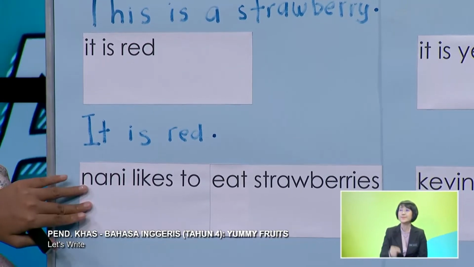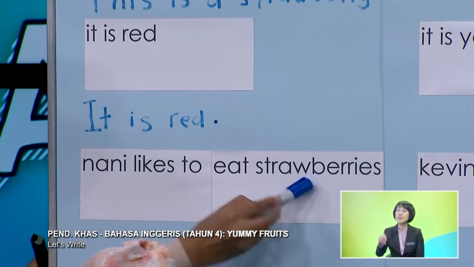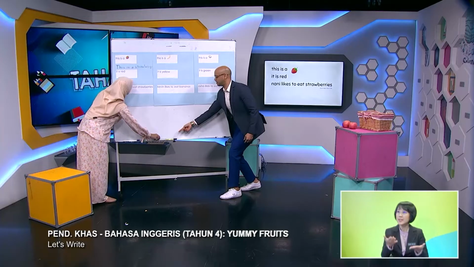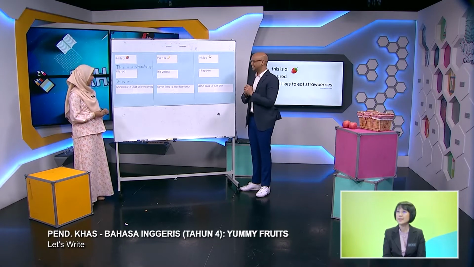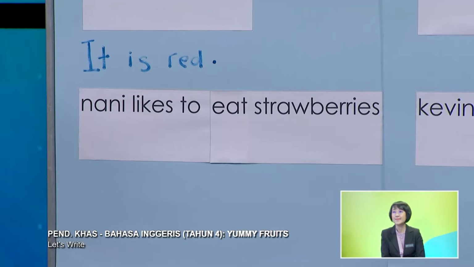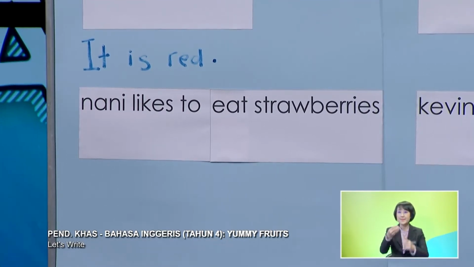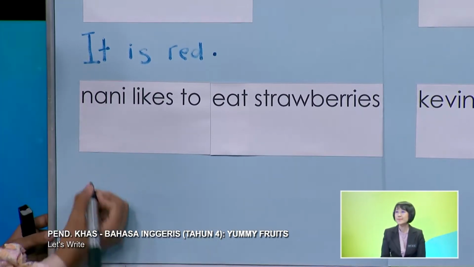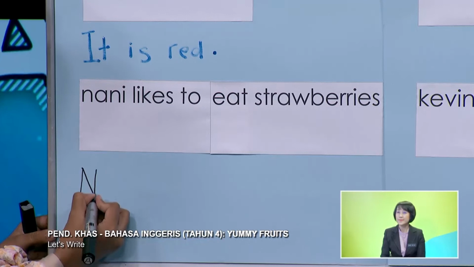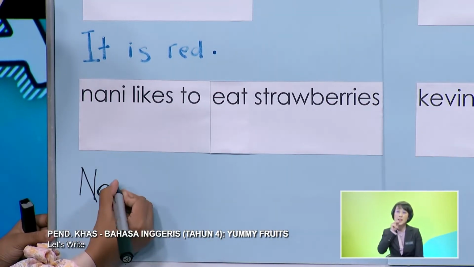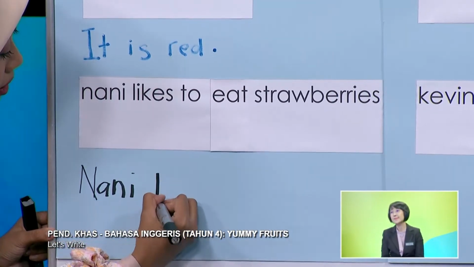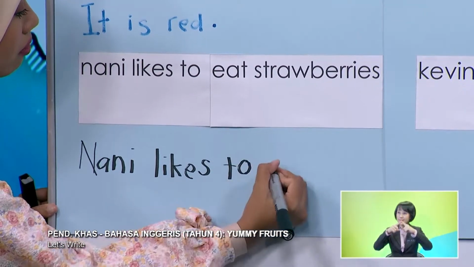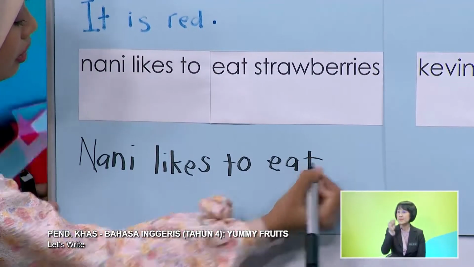So for the last sentence, Nani likes to eat strawberries. What is the mistake here? I think you can use this marker over here, then it will be clearer for our pupils at home as well. Let me read here. Nani likes to eat strawberries. Now the first letter of the first word should be in capital letter. Capital letter N. Nani likes... Can you read it for me? Sure. Nani likes to eat strawberries.